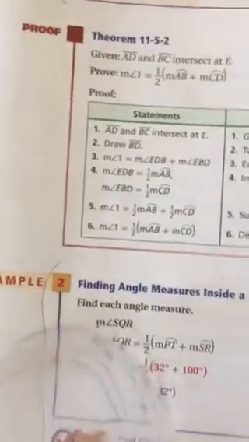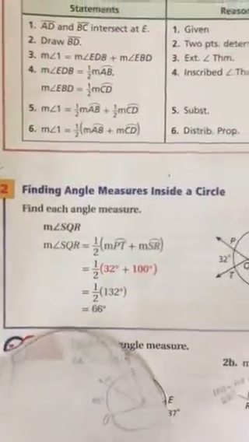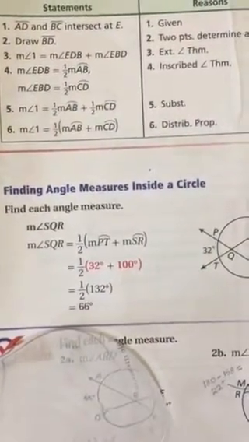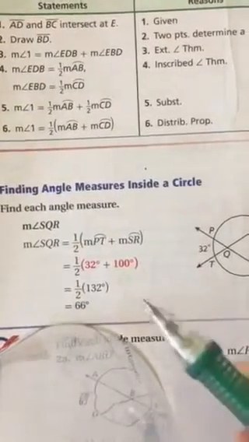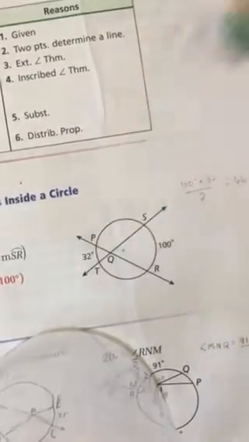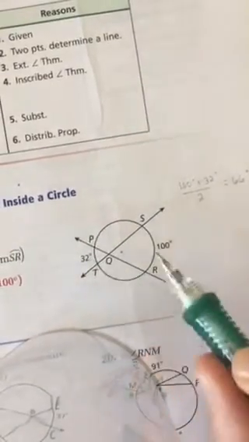All right, we are going to skip the proof right here for the sake of time, but let's go down to example 2, finding angle measures inside a circle based on what we just learned in our new theorem. Find each angle measure. We're going to find SQR. Here's SQR. I'll put a little dot there. Hold on, it's hard to do when I'm looking at it through the phone.